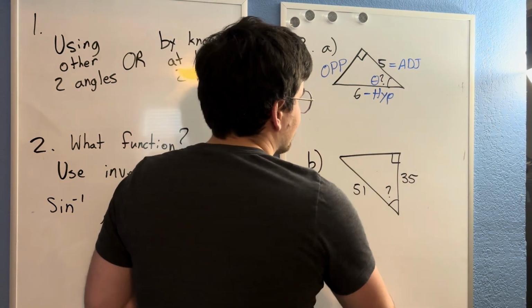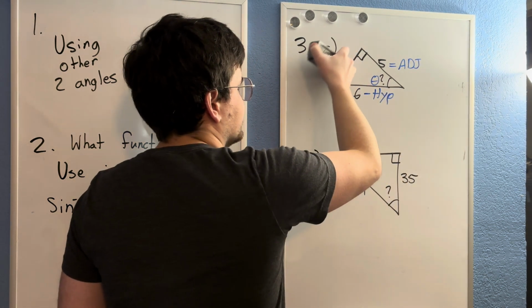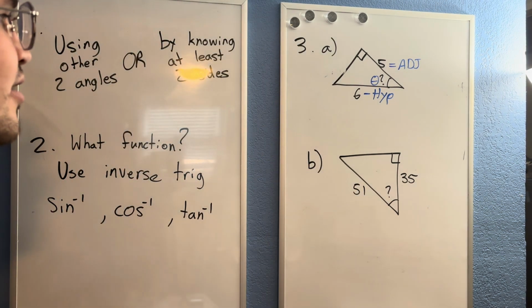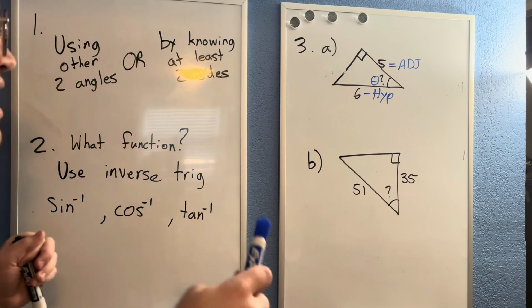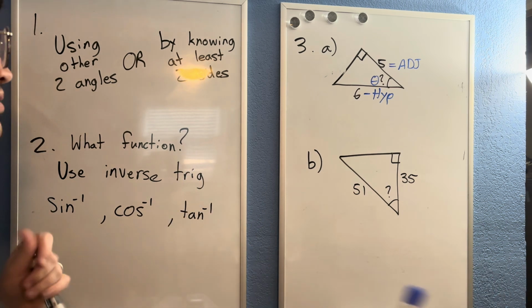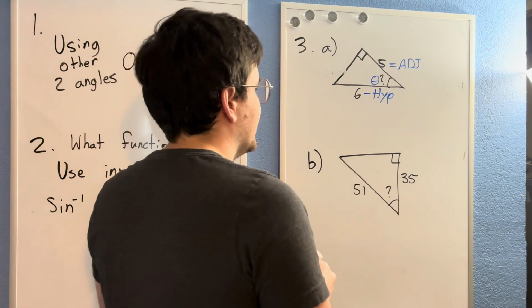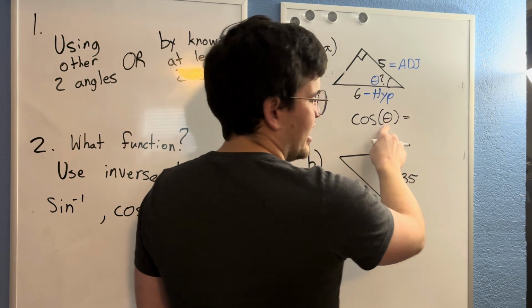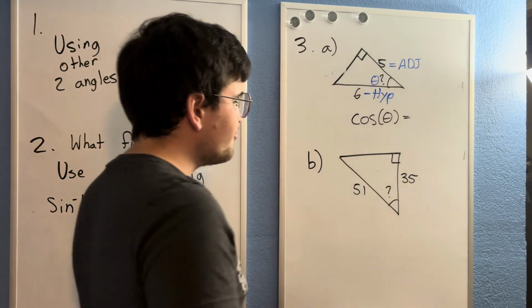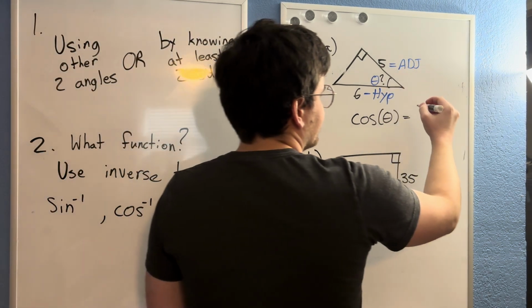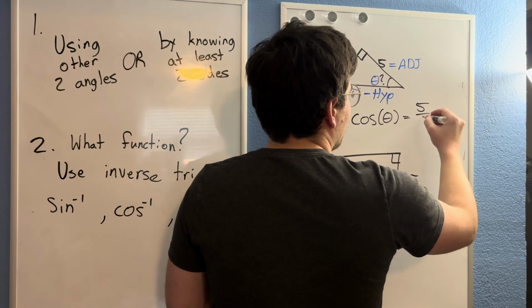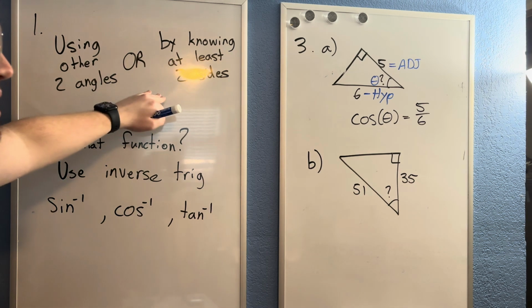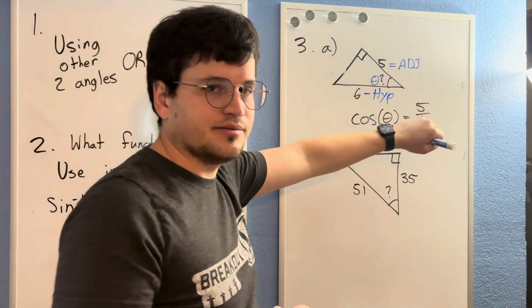Again, I don't need that opposite label. That was just to label the other side. Now I need adjacent and hypotenuse, so that's A and H, and that happens with cosine. So I'm going to set up a cosine. Cosine of theta equals adjacent over hypotenuse. And we're going to be able to find that missing angle here because we know at least 2 sides.